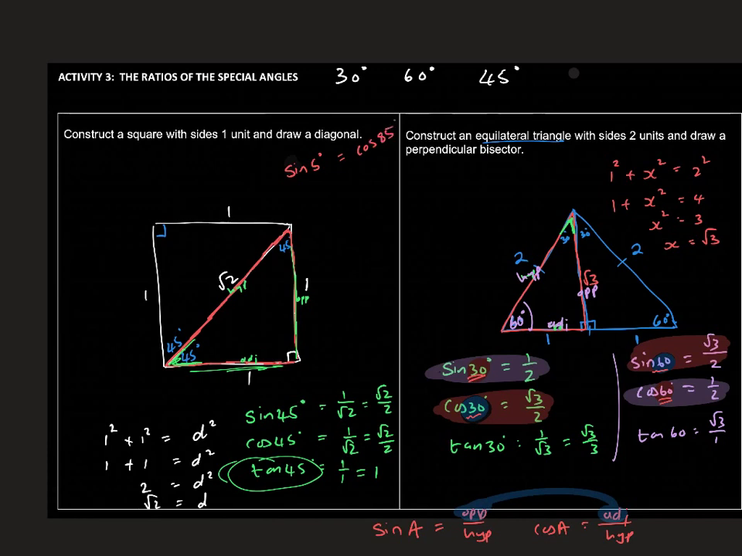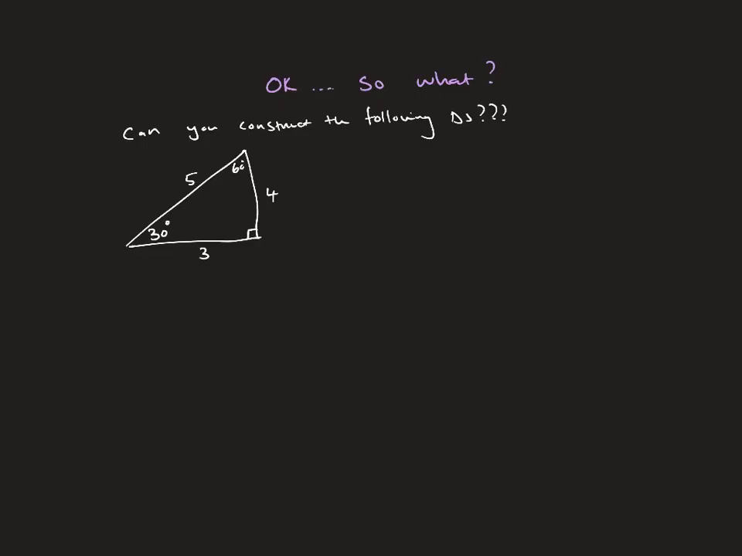Hopefully that makes sense. If the sum of those angles adds up to 90, then those ratios must be the same. So sine of an angle, sine of A for example, must be the same as cos of 90 minus A, and cos of A is equal to sine of 90 minus A. All right? Okay, so you think, so what? So you've got those special ratios.